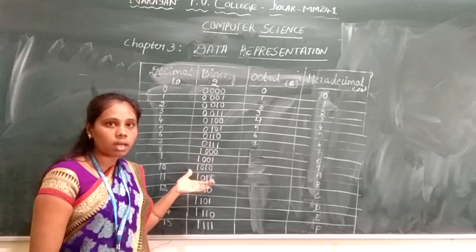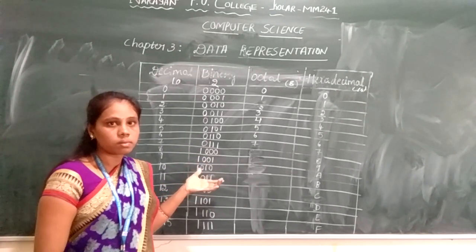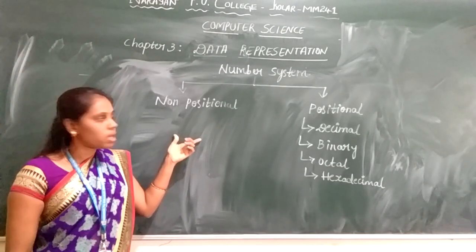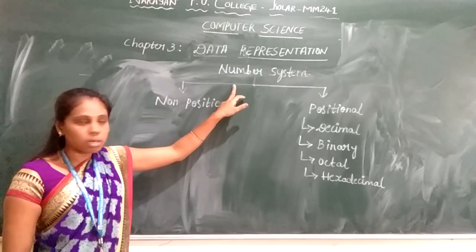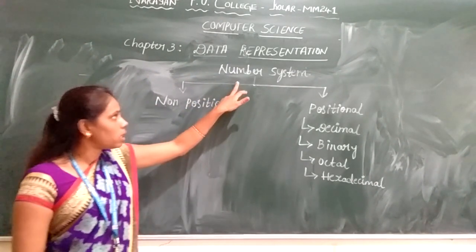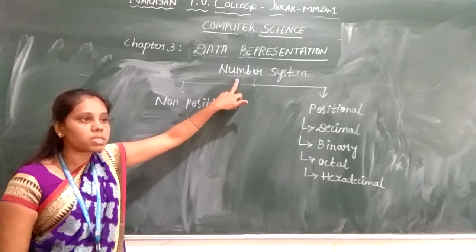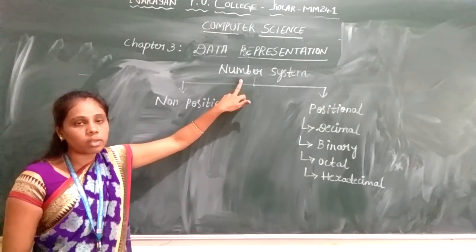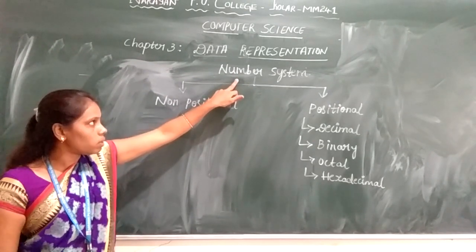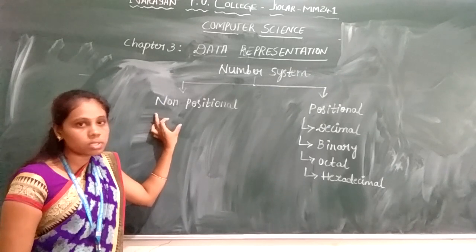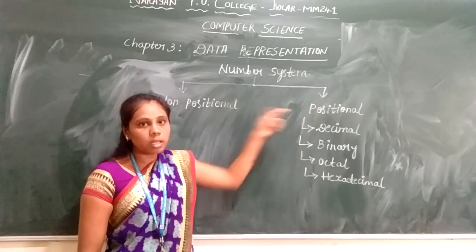Now we will have a glance at today's class. In today's class, we studied about number system, its types, and the different types of number system. So the number system, as I told, is a way of representing the given numbers. It gives the name for different numbers. The number system is mainly categorized into two parts, that is non-positional number system and positional number system.